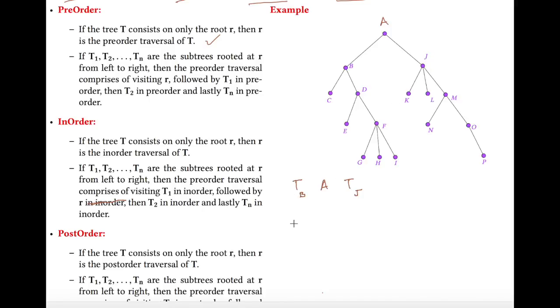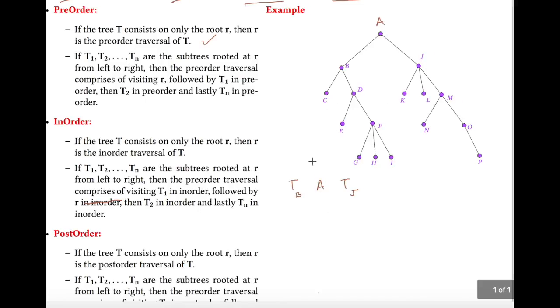So for T of B we have T of C, B, and T of D. For A we have just A. For T of J we have T of K, J, T of L, and T of M.